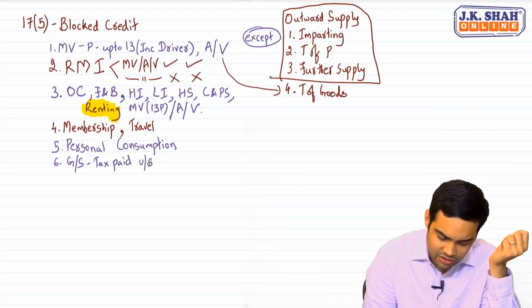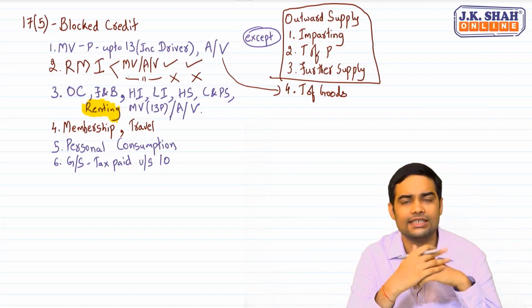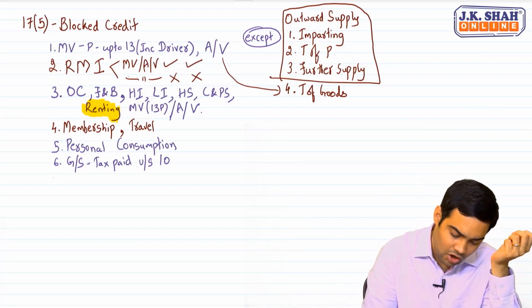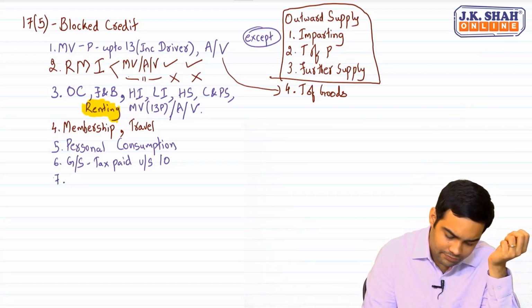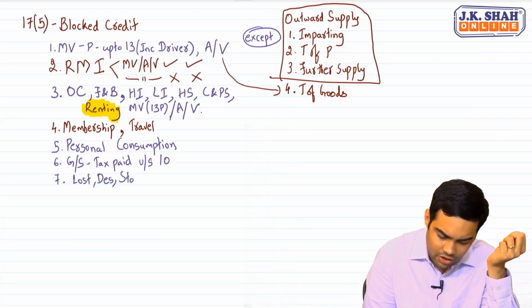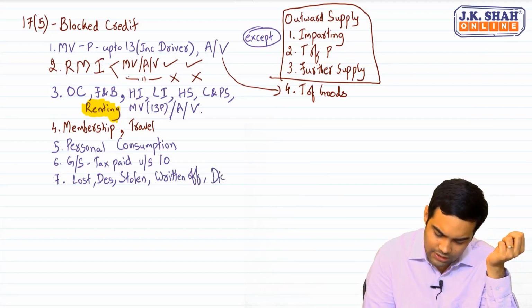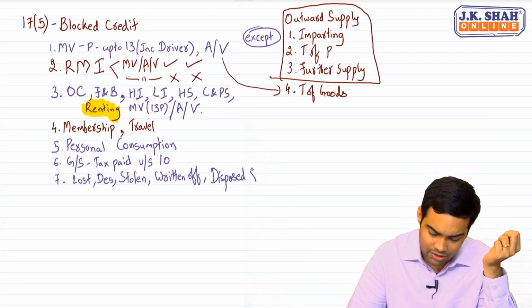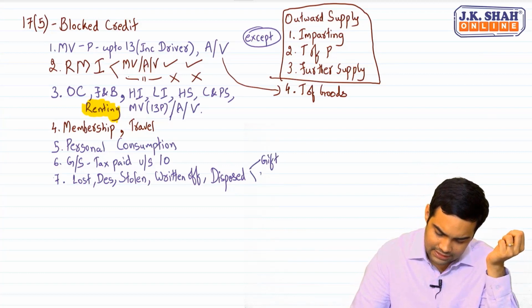If tax is paid under the composition scheme, that is tax paid under section 10, again ITC is not eligible. Thereafter, the law also provides for any case where goods are lost, destroyed, stolen, written off or disposed by way of gift or sample. So in such cases also you will not be eligible for ITC.